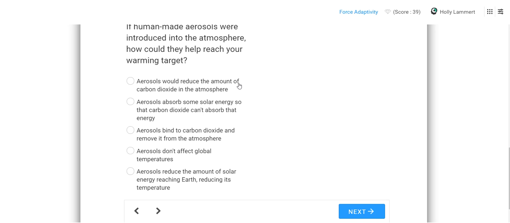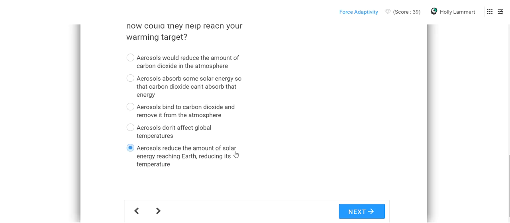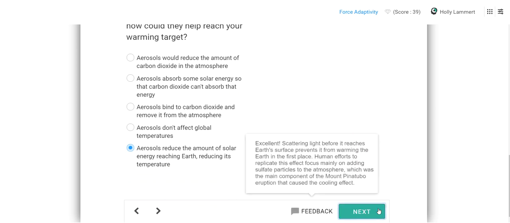If human-made aerosols were introduced into the atmosphere, how could they reach your warming target? Aerosols would reduce the amount of carbon dioxide in the atmosphere. Well, that's not necessarily what they're saying here. Aerosols absorb some solar energy so that carbon dioxide can't absorb that energy. Aerosols bind to carbon dioxide. Aerosols don't affect, or aerosols reduce the amount of solar energy reaching the Earth, thereby reducing its temperature. That's right. So it's the sun's rays would come in and bounce back off, thereby not coming into Earth.